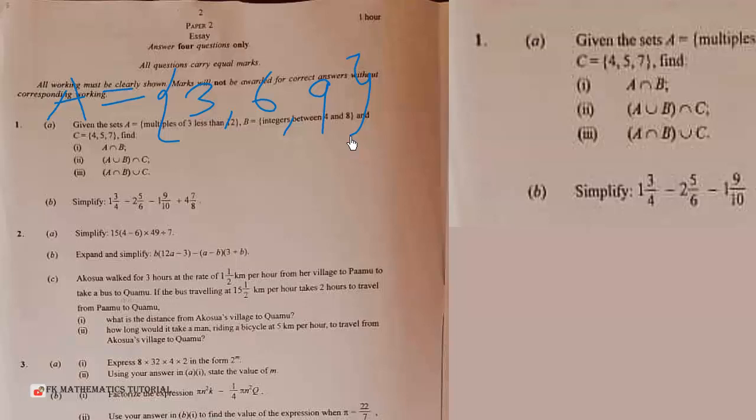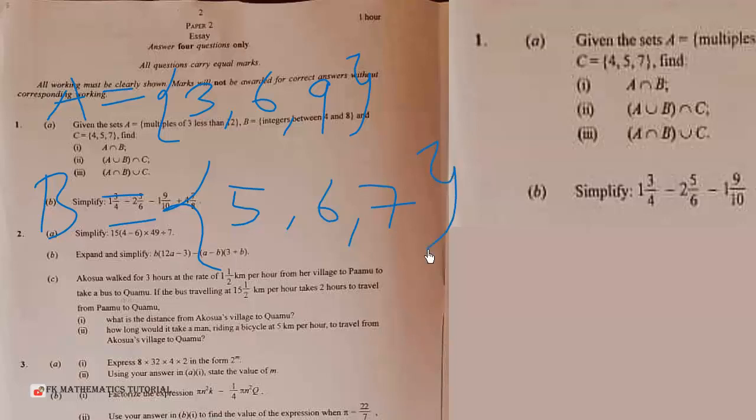Then we have B, integers between 4 and 8. So integers between 4 and 8. Between, so 4 is not included. So the next integer after 4 is 5. The next integer after 5 is 6. Then the next one is 7. Then the next one is 8. But 8 is not part because it says between. Then for the set C, we already have it, which is 4, 5, 7.